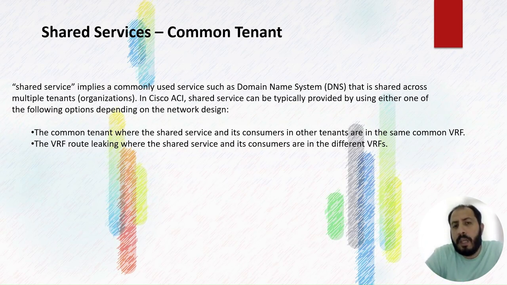There are two ways that you can share services across your Cisco ACI tenants. You can do it via the common tenant. We previously came across the common tenant in the tenant section, and it is one of the ways where you can share services across different tenants in your Cisco ACI. The other way is to do the VRF route leakage, which we'll discuss in further detail in the upcoming videos, inshallah. So those are the two ways to share services across your ACI fabric. In today's video, we'll be focusing on the common tenant and what its benefit is.